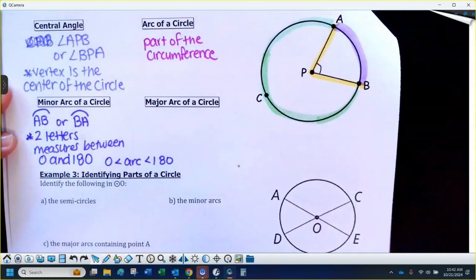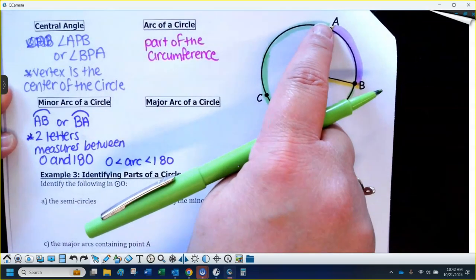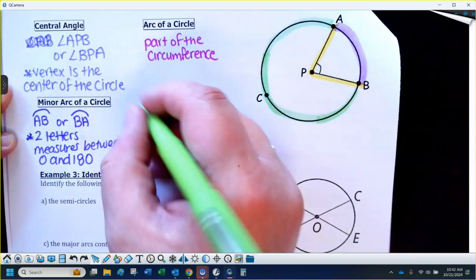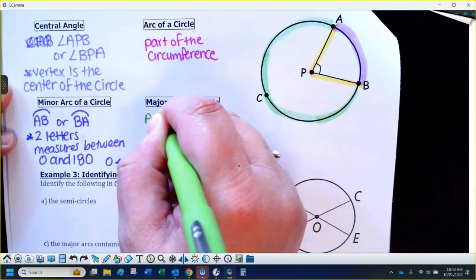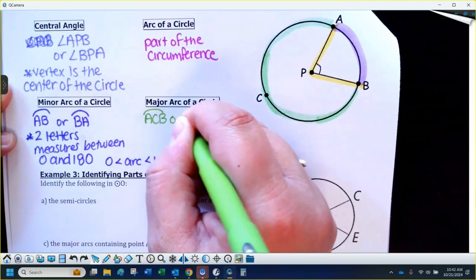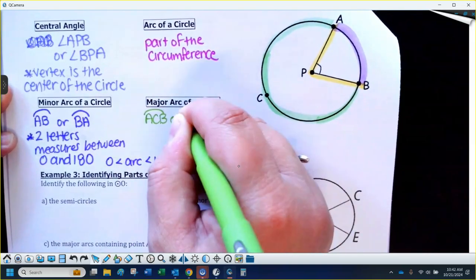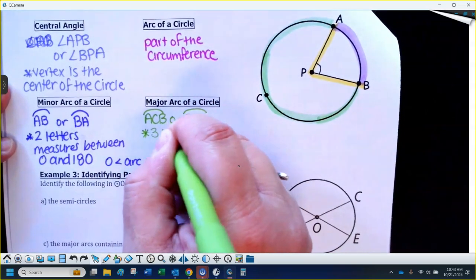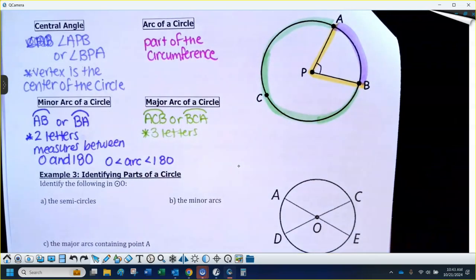Major arc, you have to have 3 letters. Now, you use the letters where it starts and stops as the start and stop of the description. So I could call this ACB, or I could call this BCA. So for a major arc, you have to have 3 letters to describe that.